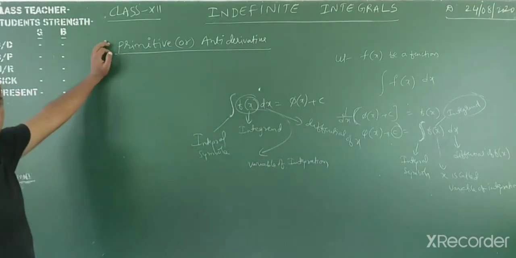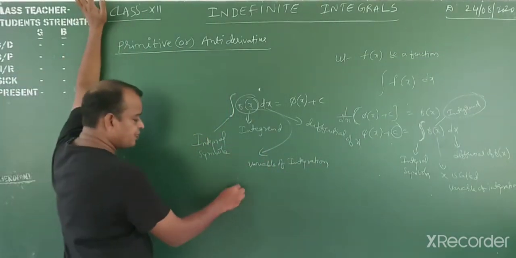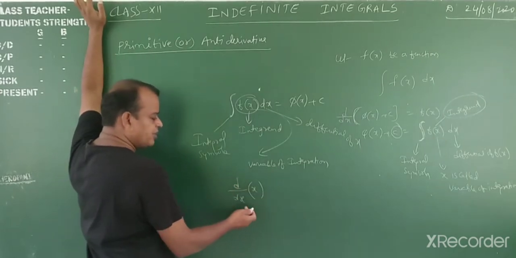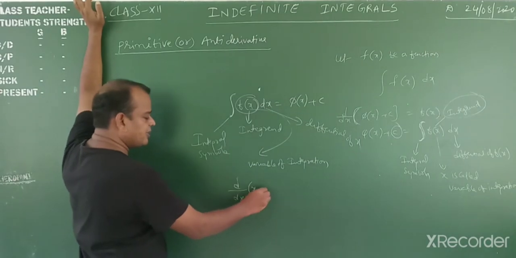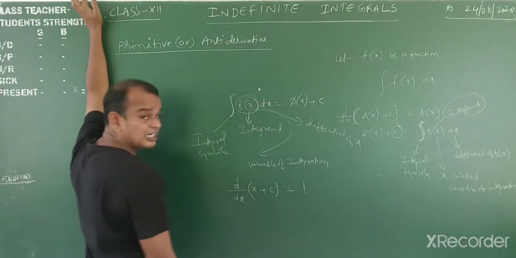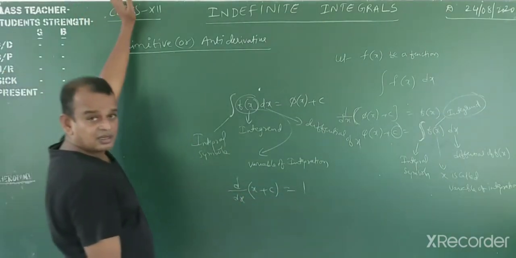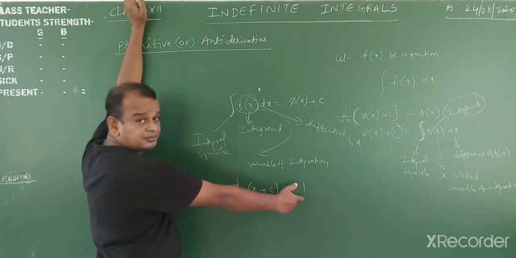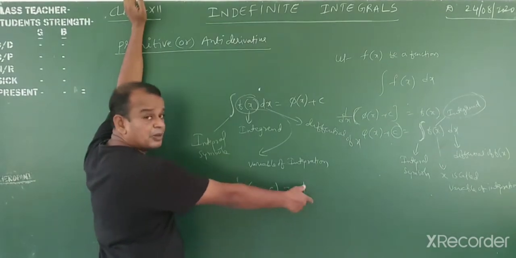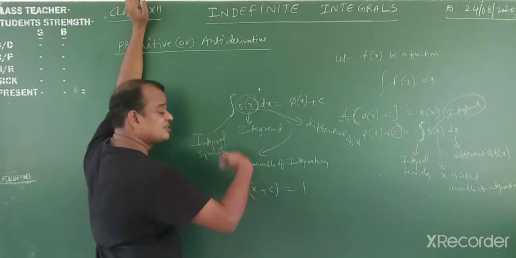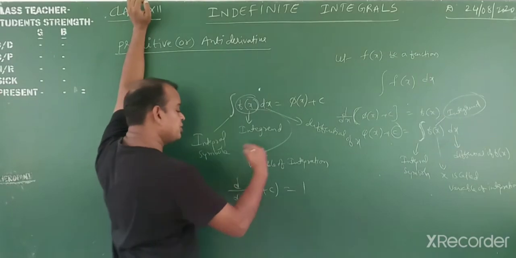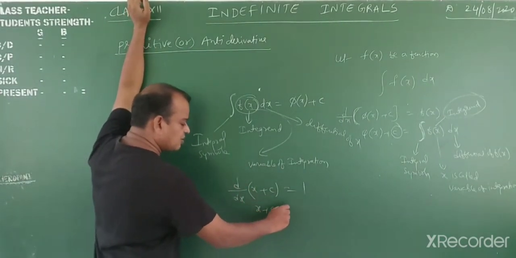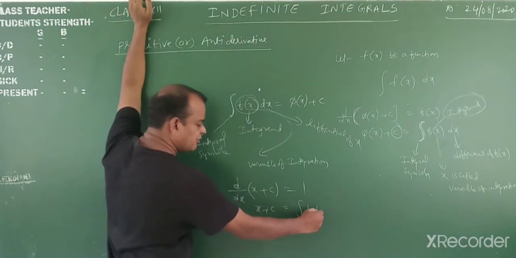100% understood or not? For suppose, my dear students, the derivative of x, how much? d by dx of x plus c, no problem at all. The derivative of x plus c is equal to 1, 100% or not? Yes, x plus c is the primitive of 1. Means, taking the derivative that side, x plus c is equal to the integral of 1 dx.